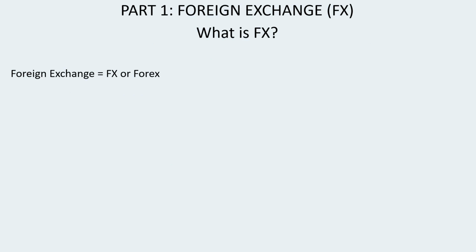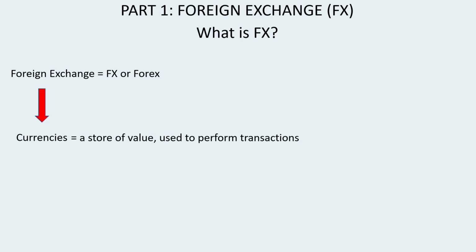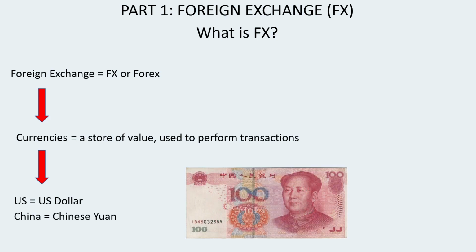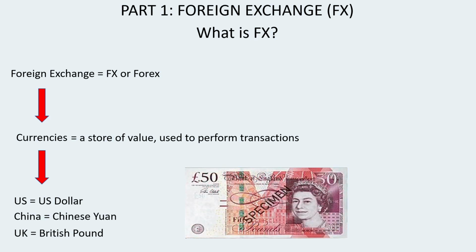Foreign exchange is also known as FX or Forex. These names are used interchangeably. To understand FX, you must first understand currency. Currency is a store of value, what you use to buy things or to pay for services. In the US, people use the US dollar, the USD in short. In China, the Chinese yuan is used, or locally known as the renminbi. In the UK, it's the British pound.